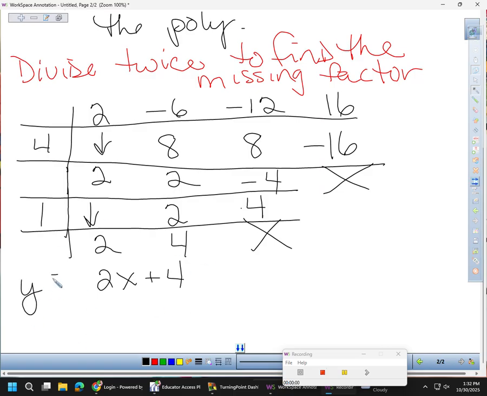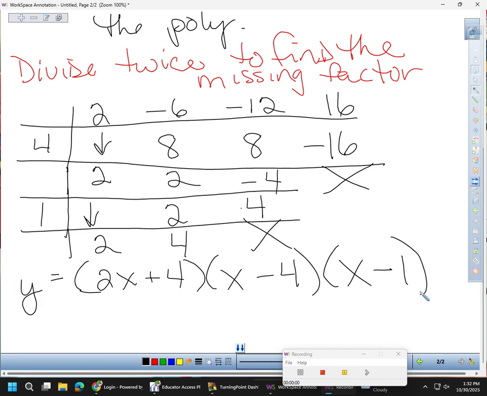So we have y equals our remaining factor once we divided twice. We have the factor of x minus 4, and we have the factor of x minus 1. Okay? That's the basis of what we're doing today.